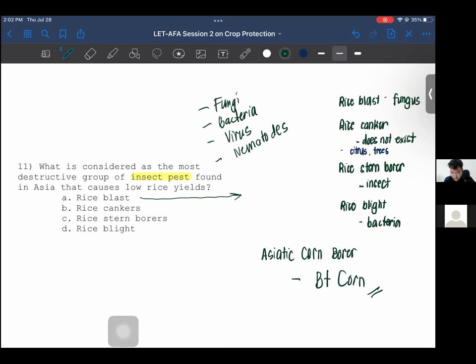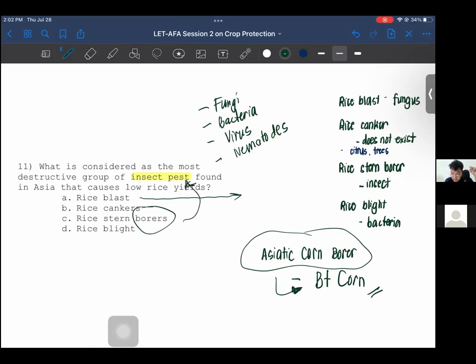And corn borer is the reason kung bakit tayo nag-develop ng Bacillus thuringiensis technology. Yan, BT corn, BT talong, yung mga ganyan. It's because of this corn borer. And it is classified as an insect. So from the borer itself, I think this one can help you. Baka may mga ganitong question. Knowing the term borer, yun na agad yung insect pest.